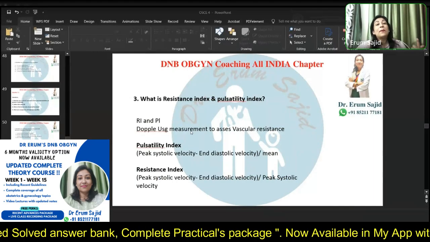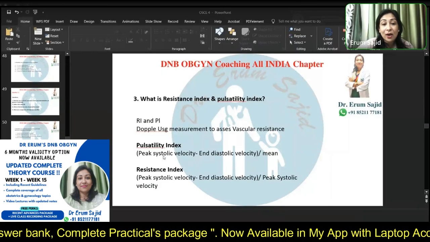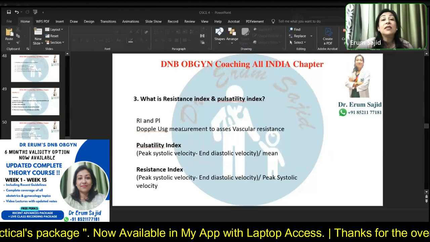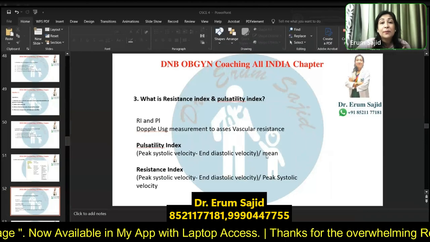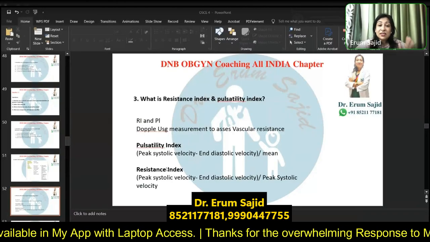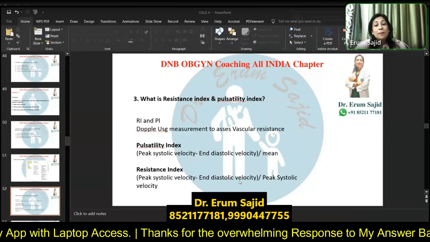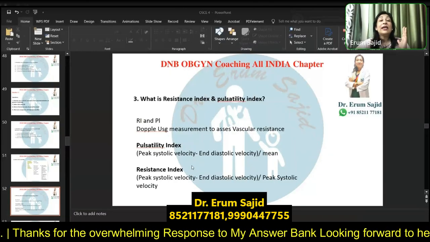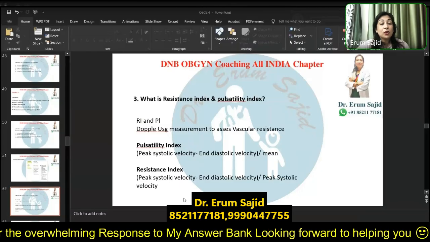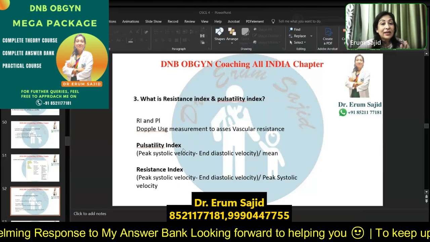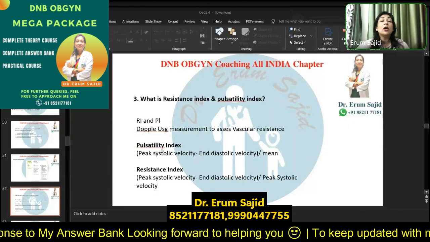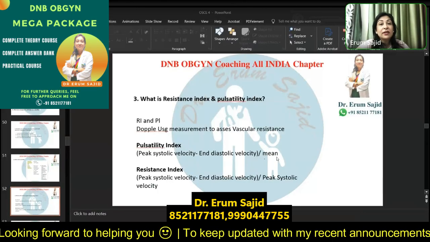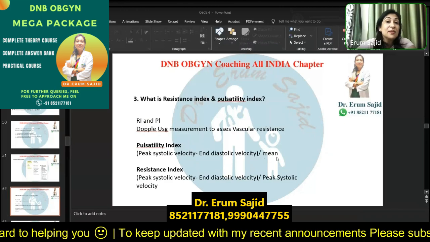What is resistance index? What is pulsatility index? Come on, this you should know by now. Pulsatility index is PSV minus EDV upon mean. We usually focus on this basically because the denominator is mean. And resistance index is PSV minus EDV, but upon PSV. So that is the difference between resistance index and pulsatility index. In theoretical terms this is the meaning, but in practical terms, we depend more on pulsatility index because it has a broader vision, more sensitivity, and because it has mean as a denominator, it's more flexible and generalized.